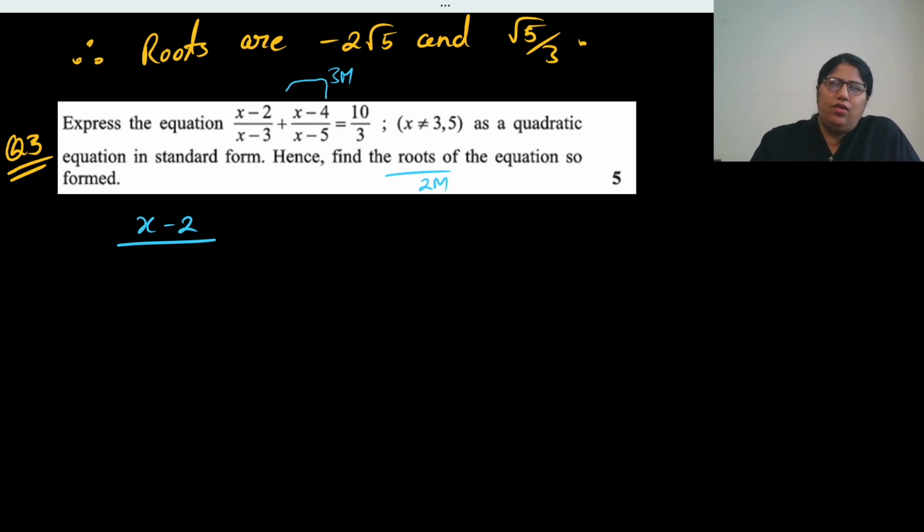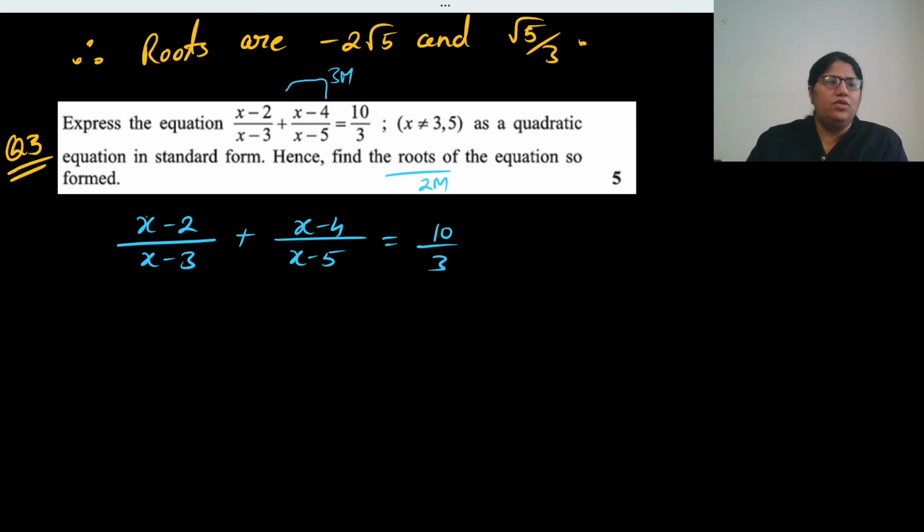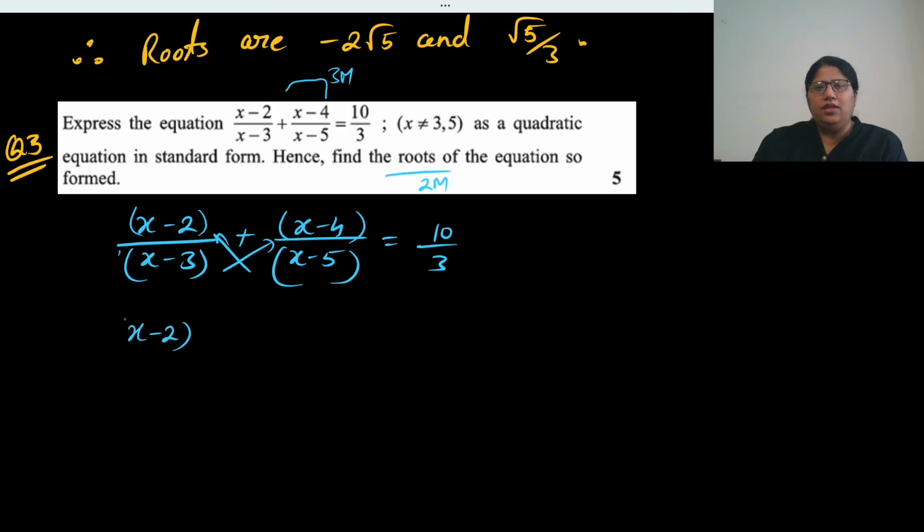First, you will always write down whatever equation is given, and while copying the question, please do not make any mistake with the sign. So this is 10 by 3. Now first thing, because in the numerator and denominator you see two terms, put brackets here. Okay, and then how to get the common denominator? I'll do cross multiplication for the numerator, and the denominator will be the product of the denominators. So it will be x minus 2 times x minus 5 plus x minus 3 times x minus 4.